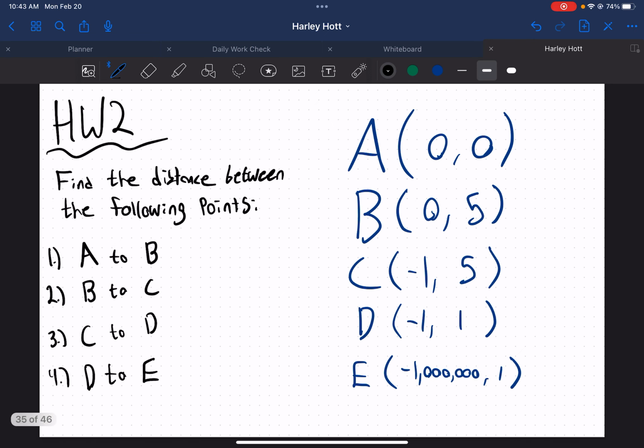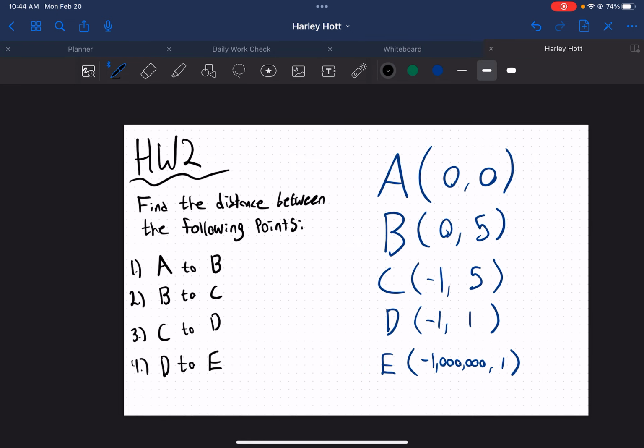So here, in homework 2, I want you to find the distance between these 2 points, A to B, B to C, C to D, and D to E. Now, it might be helpful to plot out a coordinate grid, put these points there, and sort of just count. How far do I have to go? How many spaces do I have to go to get from A to B and B to C and C to D? But with E, right, E is -1,000,000. You're not going to be able to count that by hand. So you have to sort of think critically, well, how far is -1 from -1,000,000, right? How far are those two numbers apart from one another? Right? So try that. I think you should do well on it.